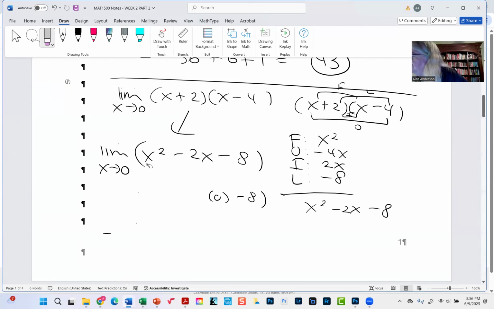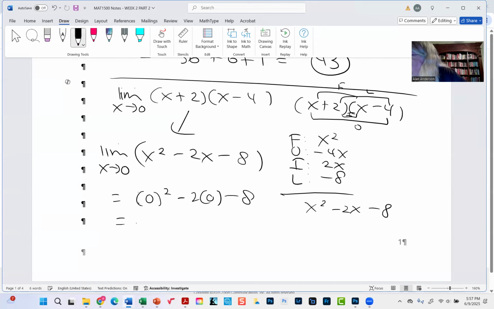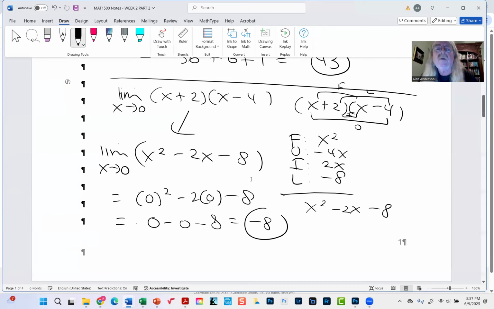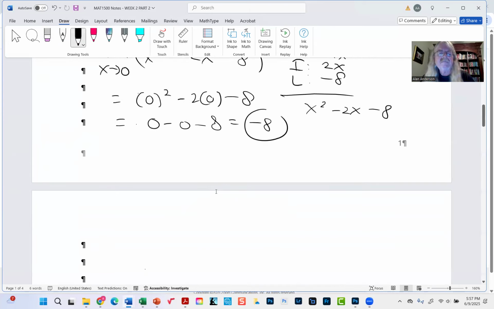Not that again. When you're doing the actual calculations, you don't need the limit notation. So it's 0 squared minus 2 times 0 minus 8. So what about the approach we mentioned earlier where you multiply two limits? What would we get if we worked it that way?